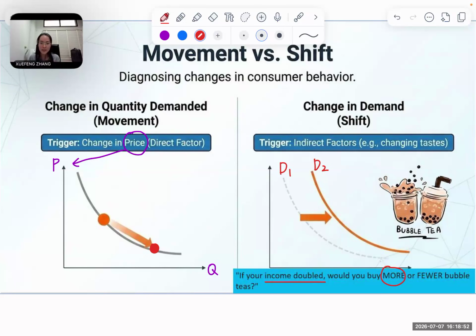If you said more, like what I showed you before, then bubble tea is a normal good for you, and that's a right shift in demand. But if you say fewer, for you it would be an inferior good, and the curve would shift left. Either way, notice price didn't move at all. That's the shift, okay?